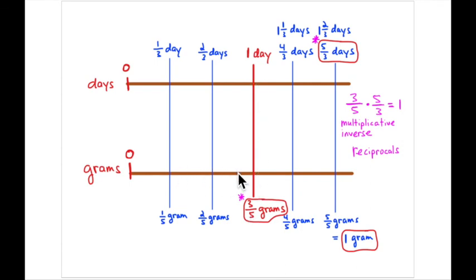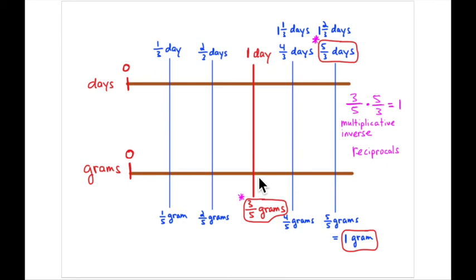So now I want to go backwards. I want to divide this up into equal parts so I can get out to 1 gram. So I'm going to divide this into 3 equal parts because it's 3/5 of a gram. This is 1/5 of a gram. That's 1/3 of a day. So you take this day and you divide that into 3 equal parts. So 1/3 of a day is 1/5 of a gram. 2/3 days is 2/5 of a gram. And 3/3 days, which is 1 day, is 3/5 grams. So in 1 day, that shrimp eats 3/5 grams of food.